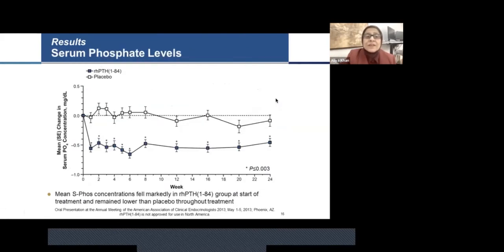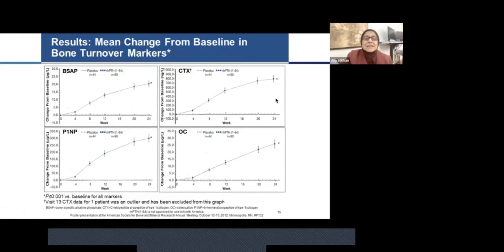And the phosphate levels dramatically declined. So this is a big, big plus. We don't want our patients to have a high phosphate. So with recombinant human PTH, we were able to drop the phosphate levels, and that's a big plus.